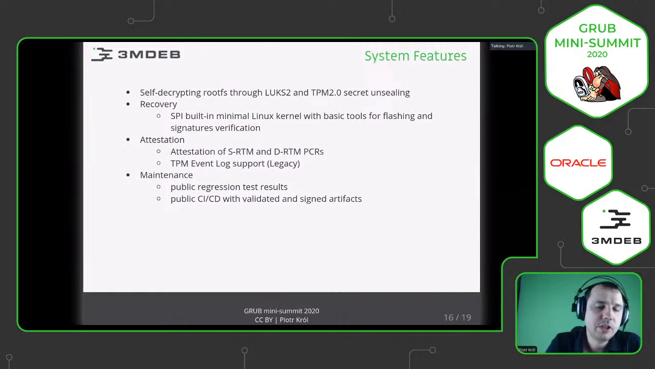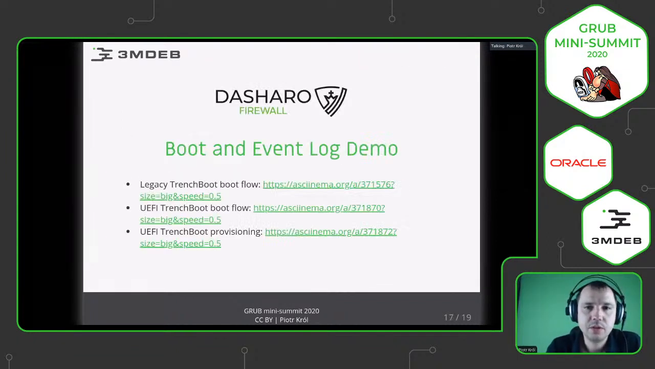And in case of maintenance, we will have public regression test results and a continuous integration, continuous deployment system, which will produce binaries, which we will validate, and then we will sign if those will be released.